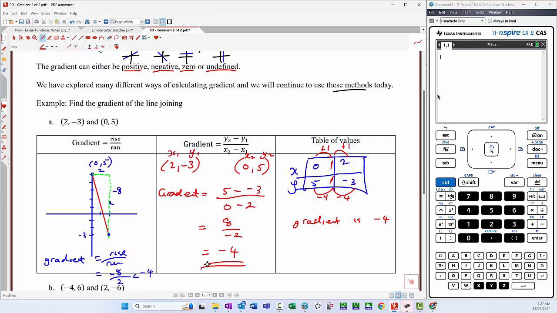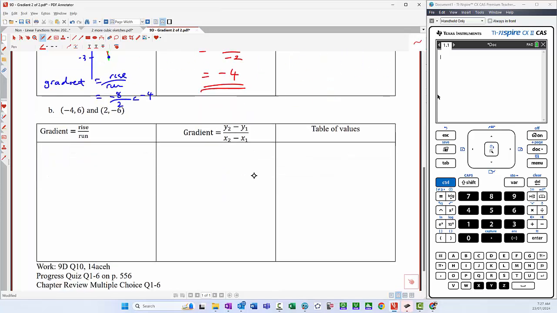The gradient is -4. So you can see that there's 3 different methods, and different methods will suit different problems. Like you might look at this one and go, oh, I think table of values is the best way, or I think this is the best way. So you're going to sort of start to use a particular method to calculate gradients, and really it's my job to show you some of the different methods.